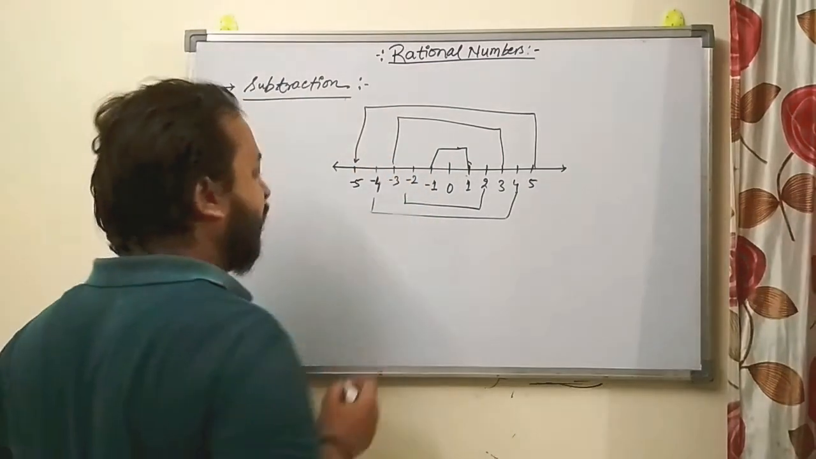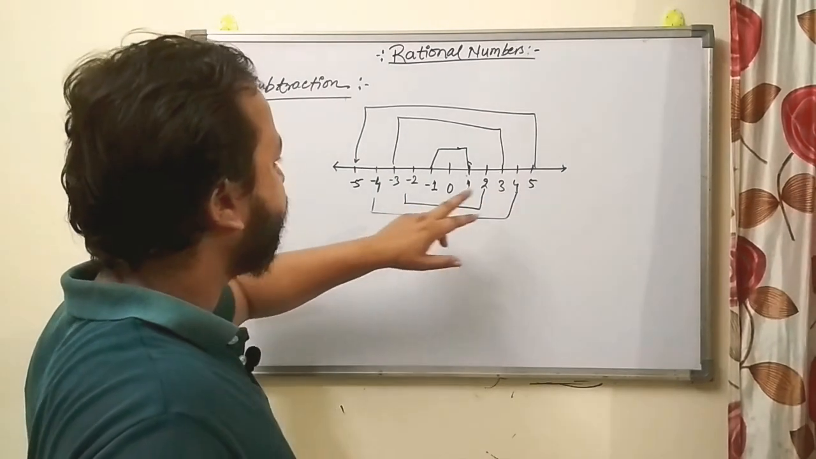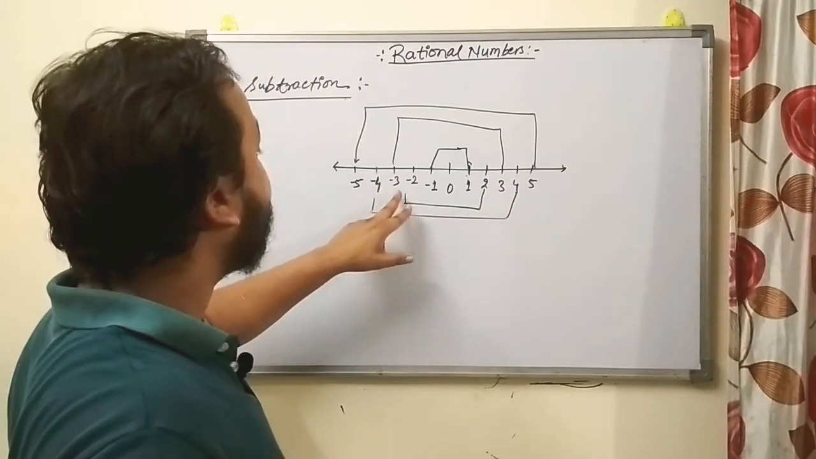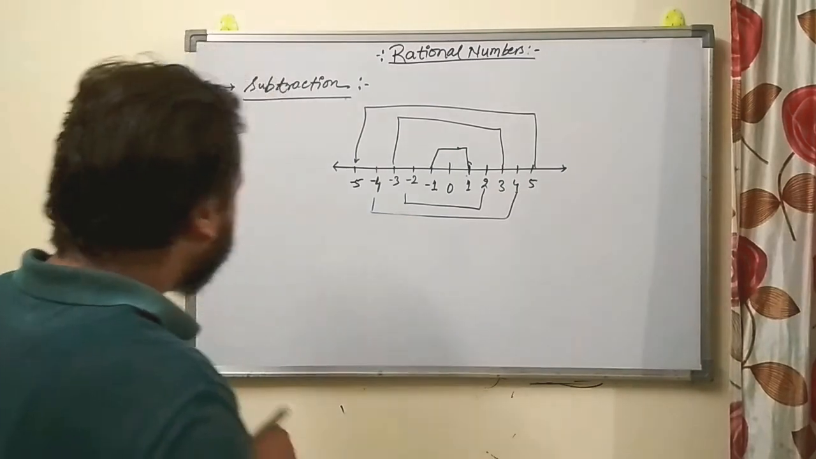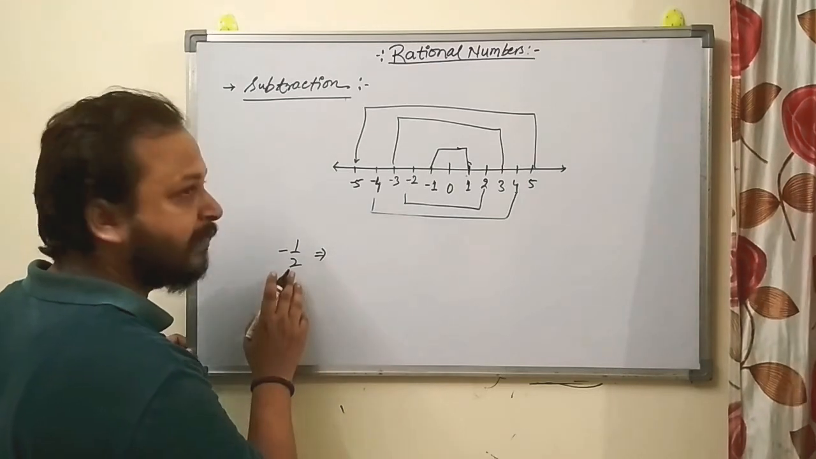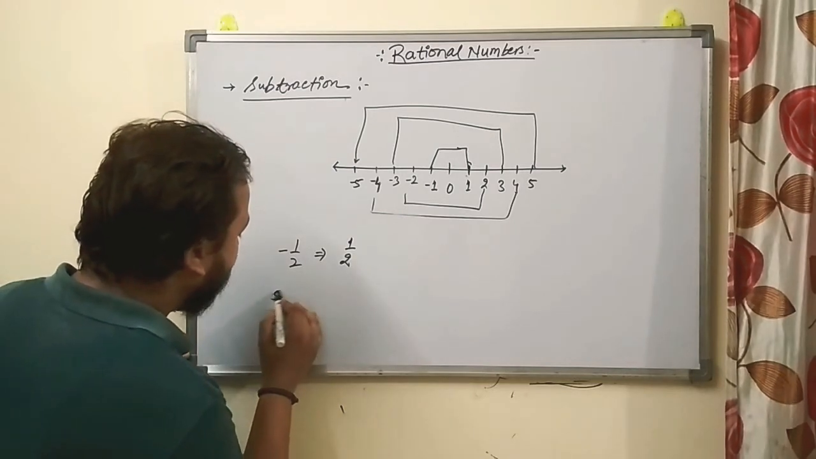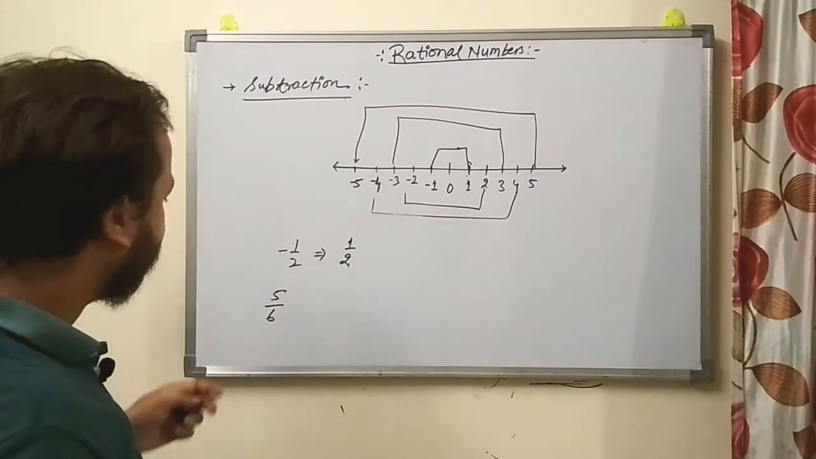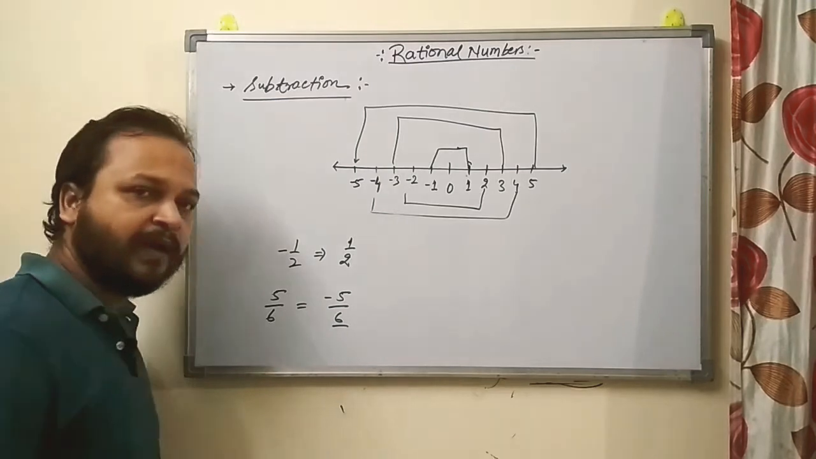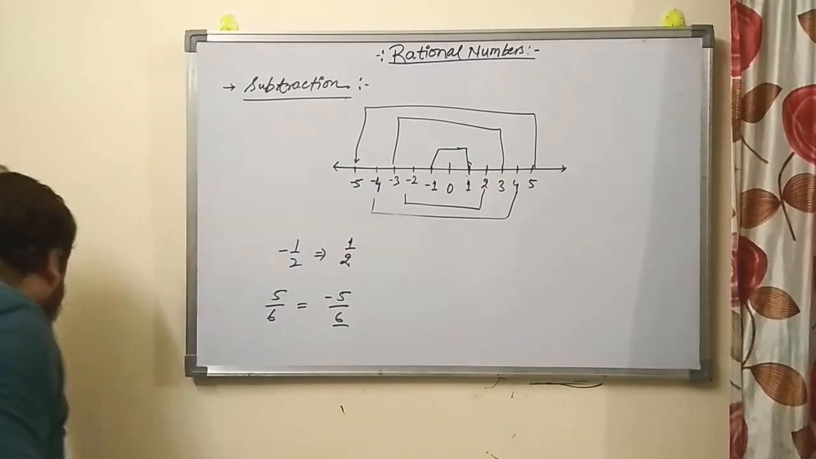So this is also known as additive inverse, right? It means you have to find out the additive inverse of 3. So the additive inverse of 3 is minus 3, or the additive inverse of minus 3 is 3, right? Suppose a number is given as minus 1 by 2 and you have to find out the additive inverse of minus 1 by 2, that is 1 by 2. Suppose a number is given as 5 by 6 and you have to find out the additive inverse of 5 by 6. So that equals minus 5 by 6, right? So this concept we are going to use in the subtraction part, right?